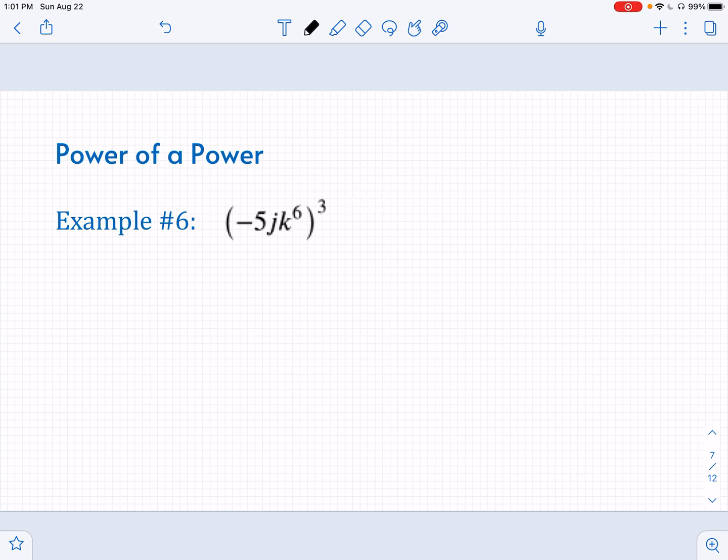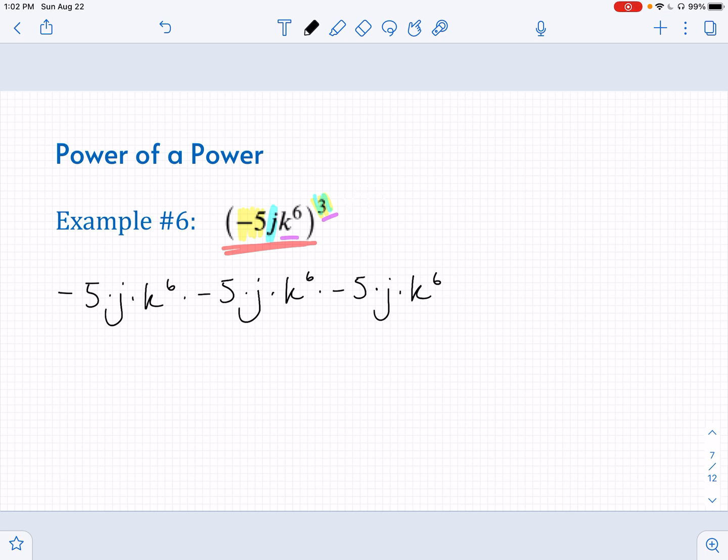So in this problem, we're going to break it down again like we did in the previous ones. We have negative 5 being raised to the 3rd. We have j being raised to the 3rd. And we have k to the 6th being raised to the 3rd. So we really have 3 sets of this inner expression right here. So I really have negative 5 times j times k to the 6th times negative 5 times j times k to the 6th times negative 5 times j times k to the 6th.